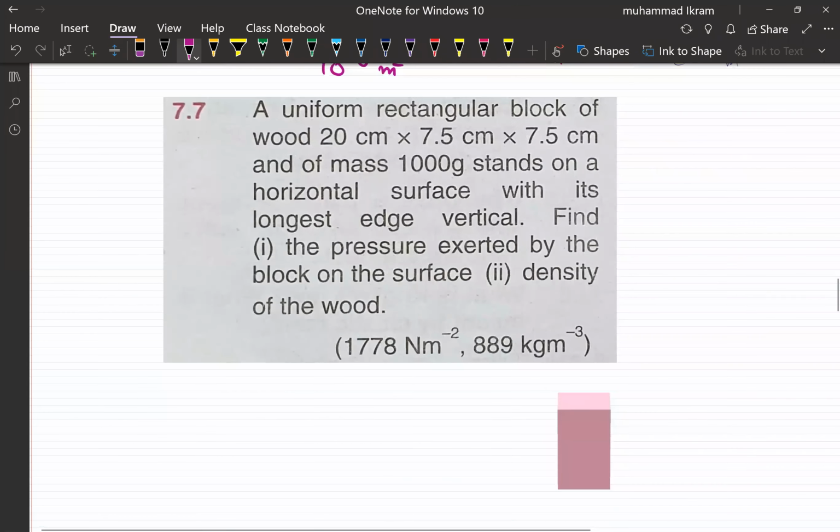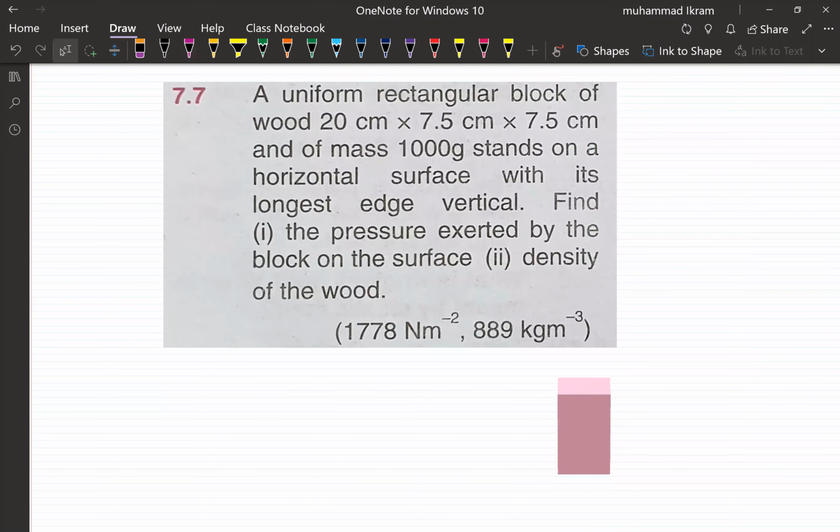The second important point here: you see a uniform rectangular block of wood, 20 centimeter by 7.5 centimeter by 7.5 centimeter square, with a mass of 1000 grams, standing on a horizontal surface with its longest edge vertical. So the longest edge, which is 20 centimeter, is vertical.